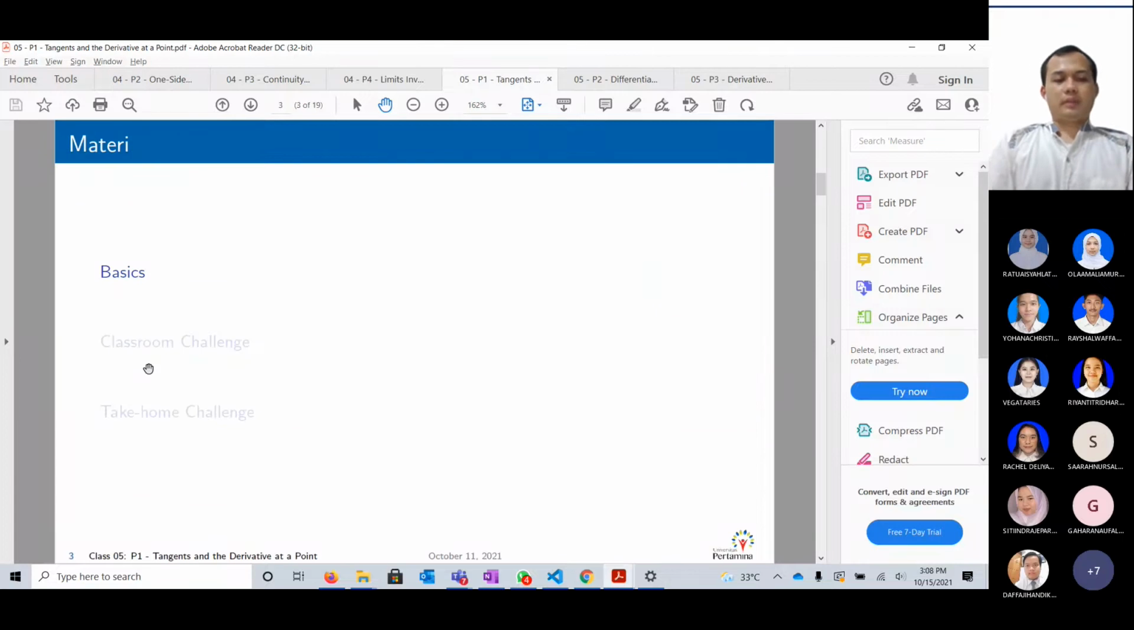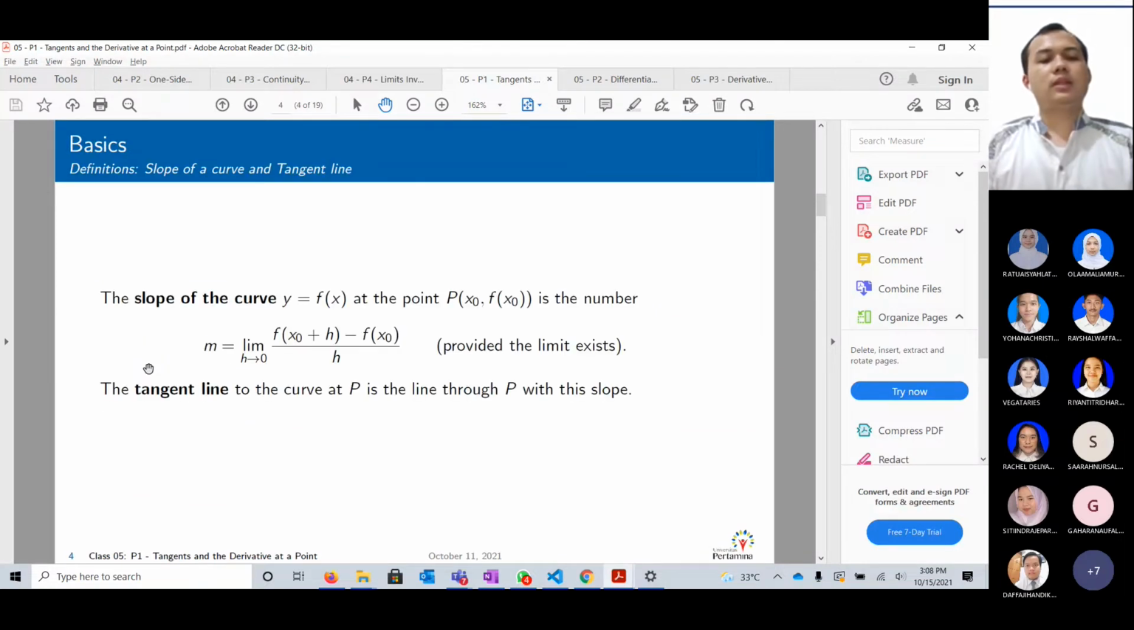Okay. We only talk about the basics and some classroom challenge. Basically, what is a slope of a curve? So, apa kemiringan dari sebuah kurva for the curve y equals to f of x at the point P x0, f x0. The slope is actually defined by this limit. Jadi slope kemiringannya adalah limit f x0 plus h min f x0 dibagi dengan h jika limitnya ada.